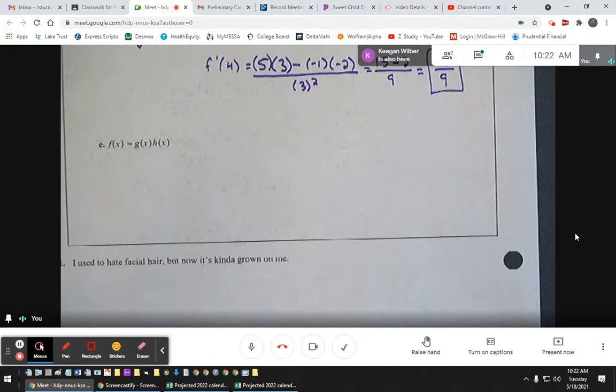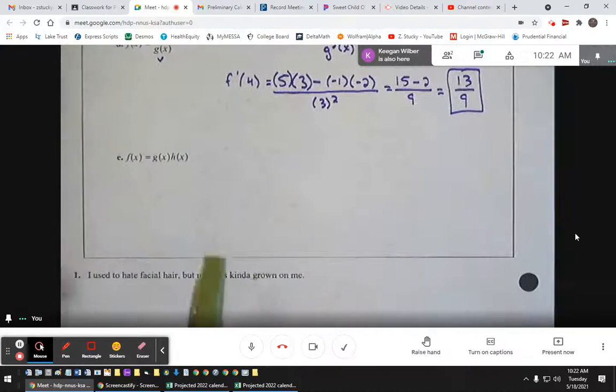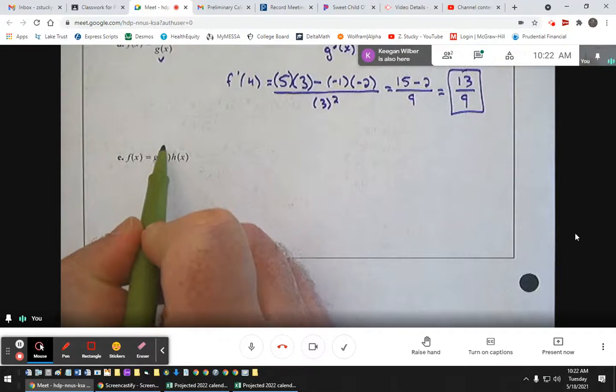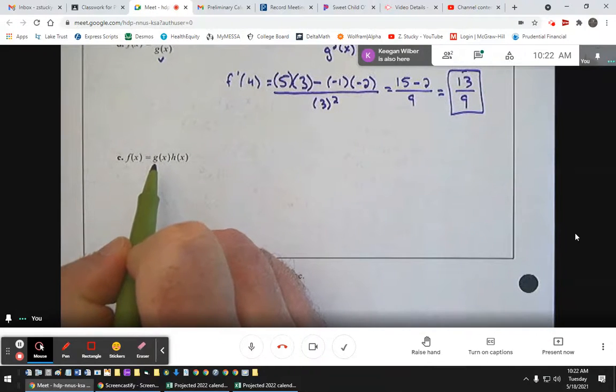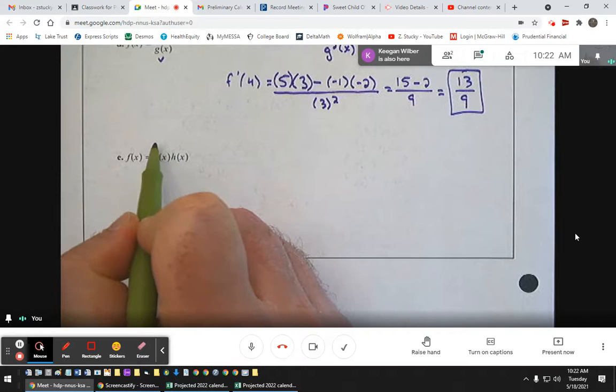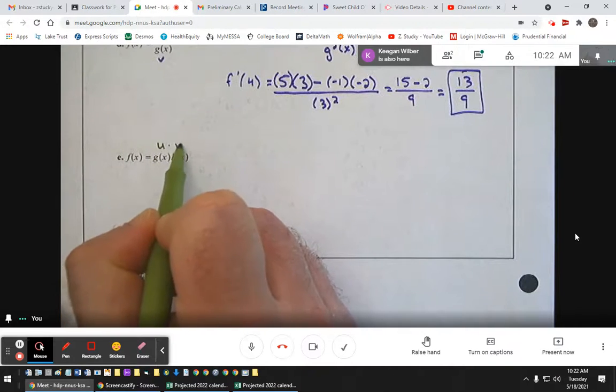Did you get 17? Good job. All right, let's take a look. So first of all, what type of problem is this? No, come on. What type of problem? Product rule, because it's U times V.